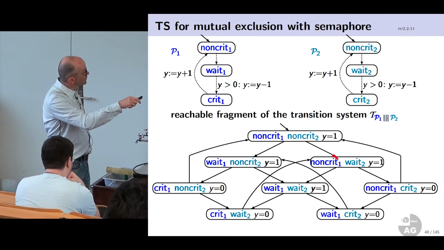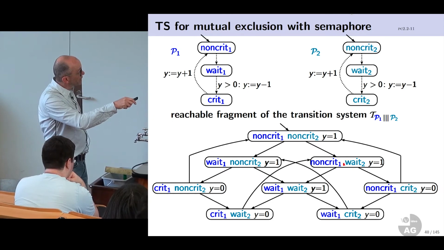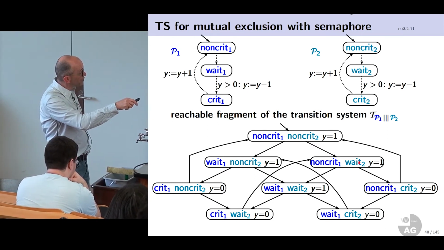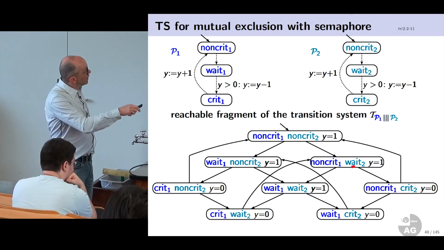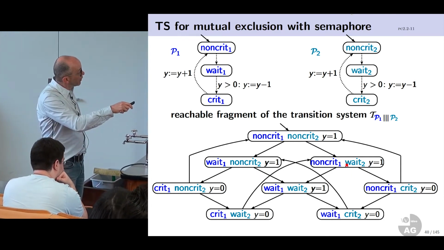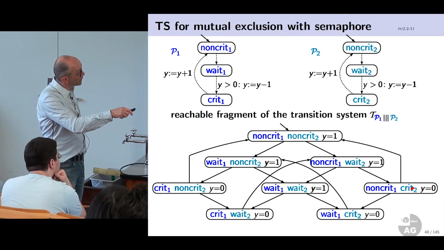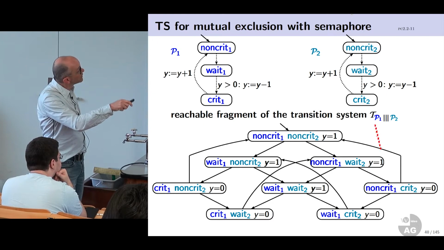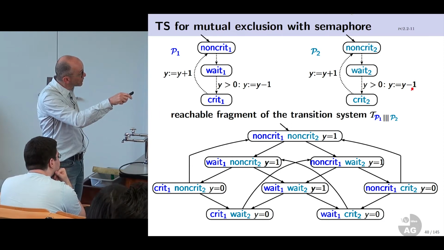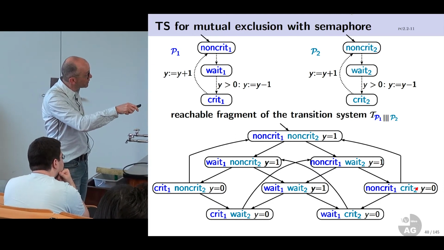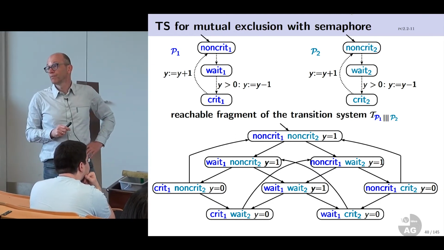Suppose that we move to the right. That means that thread 2 is moving to the wait 2 location, but the semaphore is still available. Now, for instance, we can move over here, non-crit 1, crit 2. That means in going from this state to that state, this thread has moved from this location to that location. That means it has grabbed the semaphore by decrementing it by 1. And that means if we move from this state, y is 1, to that state, you see that y becomes 0.